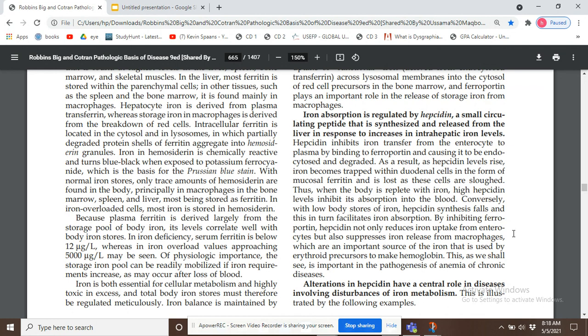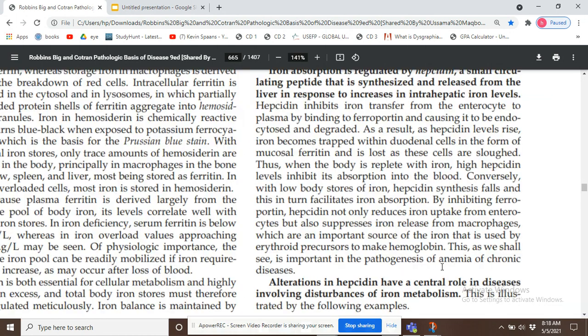So when hepcidin blocks ferroportin in the duodenum, it inhibits the absorption of iron from the duodenum. And when hepcidin inhibits ferroportin in the macrophages, it inhibits release of iron from the macrophages, which are an important source of iron that is used by the erythroid precursors to make hemoglobin. This, as we shall see, is important in the pathogenesis of anemia of chronic disease.